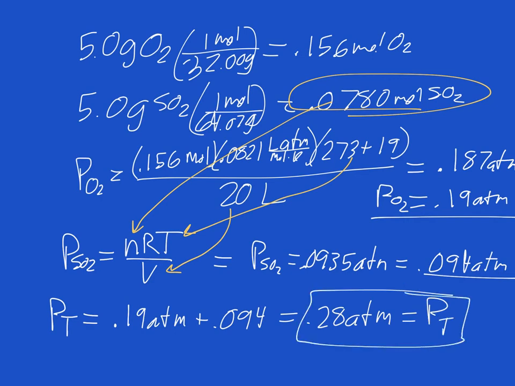Okay, so just like a regular gas law problem, you're just going to solve for the pressure of each gas individually, and then because Dalton's law of partial pressure says that you can add the partial pressures to get the total pressure, we add the two together at the end, and there we go.